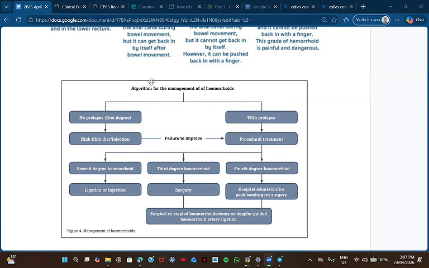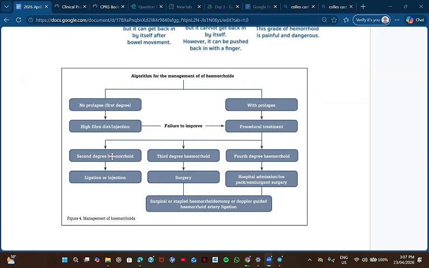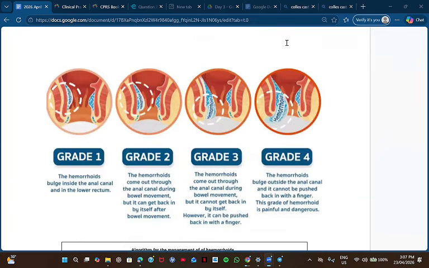If it is third degree and fourth degree, we have to think about hemorrhoidectomy. But sometimes, in third degree cases also, we can use these ligations or injections. If it is not working, the definitive one is surgery. For the fourth degree, surgery is the definitive one because we can't reduce it back. This is how it presents. If you want, you can give it a read here.